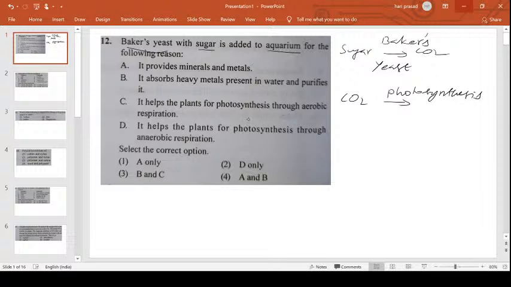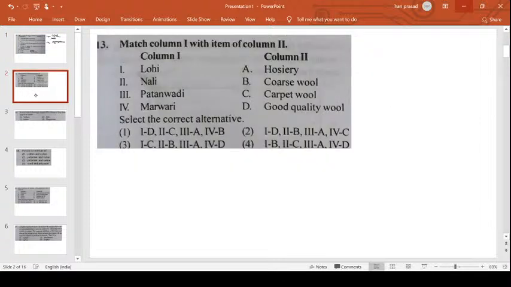Therefore, aquatic plants can grow. We can say this option: it helps the plants. Aquatic plants can go for photosynthesis, for which carbon dioxide is required. That carbon dioxide is produced by anaerobic respiration. Sir, we'll see the next question.